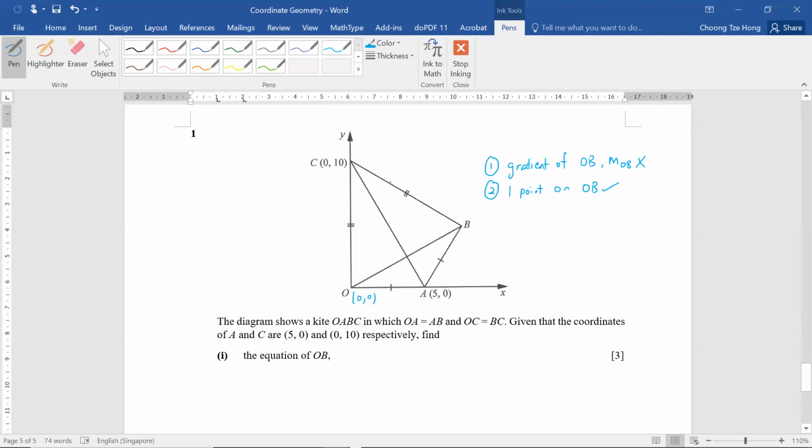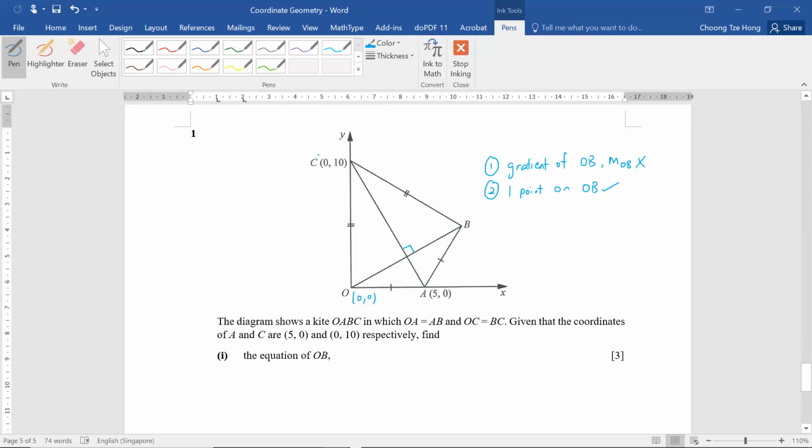If you look at the diagram, are there any perpendicular lines? If you think about it, for this one, you will need to know the property of a kite. If you don't know the property of a kite, then you will not be able to solve this question successfully. For a kite, the two diagonals, so OB is one diagonal, and AC, they are perpendicular to one another. Can we make use of this to find the gradient of OB? Yes, we can, right?